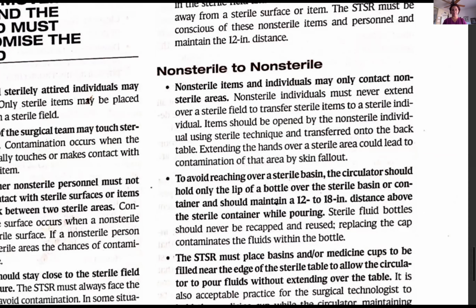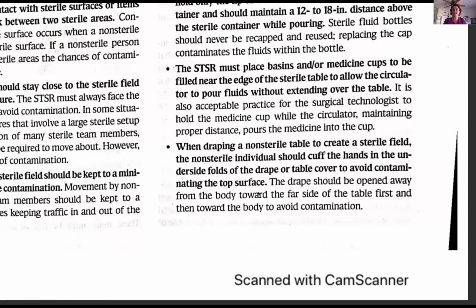Okay, and so the last one. When draping a non-sterile table to create a sterile field, the non-sterile individual should cuff the hands on the underside folds. So remember when we saw two different versions of opening that pack up on the back table, right? One where the back table is long and the pack opens this way and there's a cuff, right? So you go to the end of the table and you pull towards you and you go to the other end of the table and you pull towards you. But there's those cuffs there.